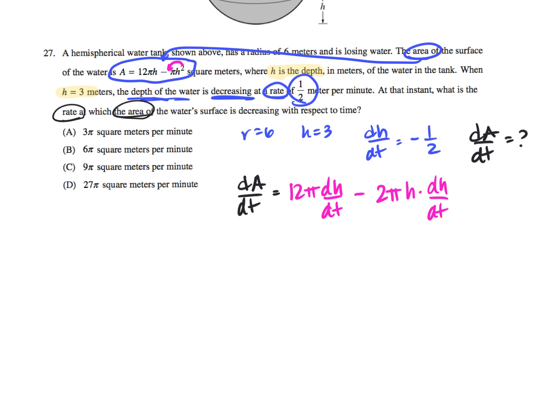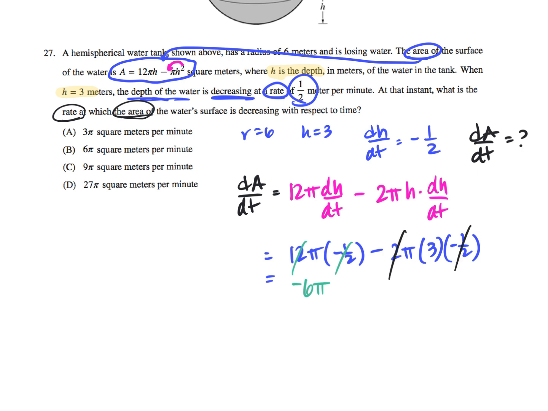Yes, dH/dt is negative 1/2. 2 pi, do we know what h is? 3. dH/dt again is negative 1/2. What's negative half of 12? Negative 6. Love it. We got a negative 6 pi. Anything over here cancel out nicely? The negative 2 and the negative 1. Agreed. The 2 cancels out. Plus or minus 3 pi? Plus. Good, because minus and negative is going to turn into plus 3 pi.